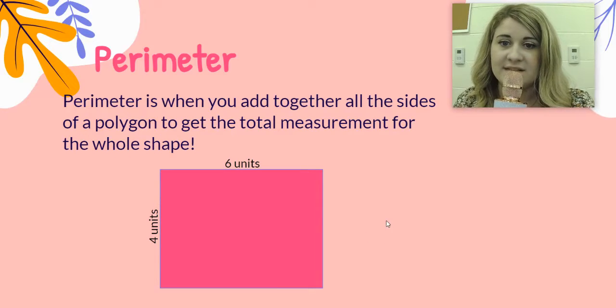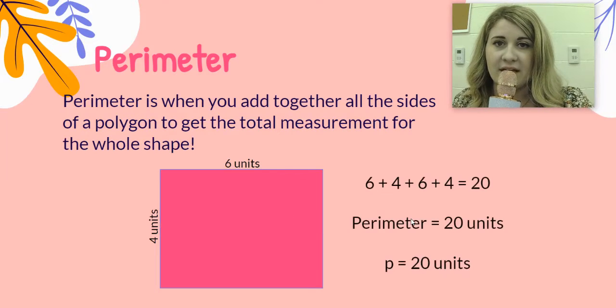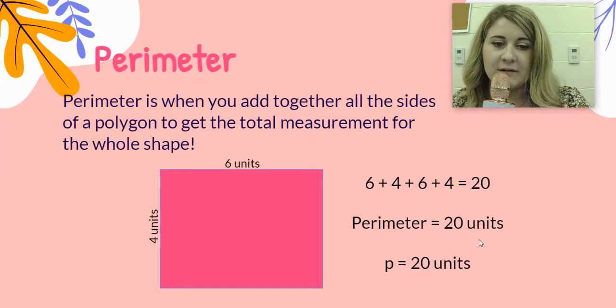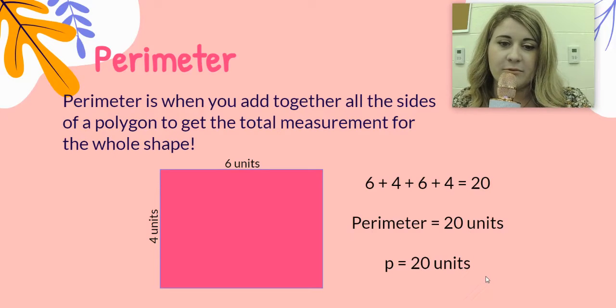We have to add up all the sides. So 6 plus 4 plus 6 plus 4. When you add those all together, it gives you 20. 6 plus 4 is 10. 6 plus 4 over here is 10. 10 plus 10 is 20. The perimeter equals 20 units, or if you want to write it in the shortest way possible, P equals 20 units.